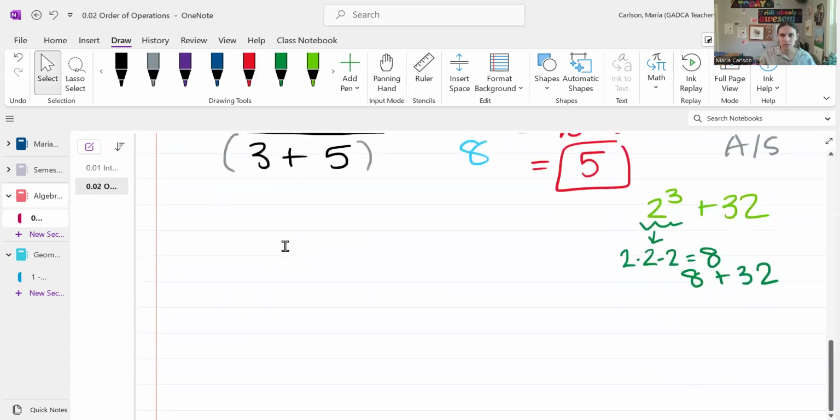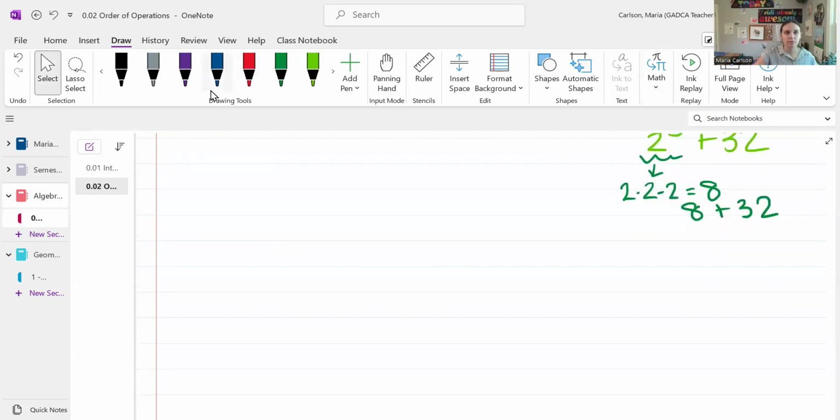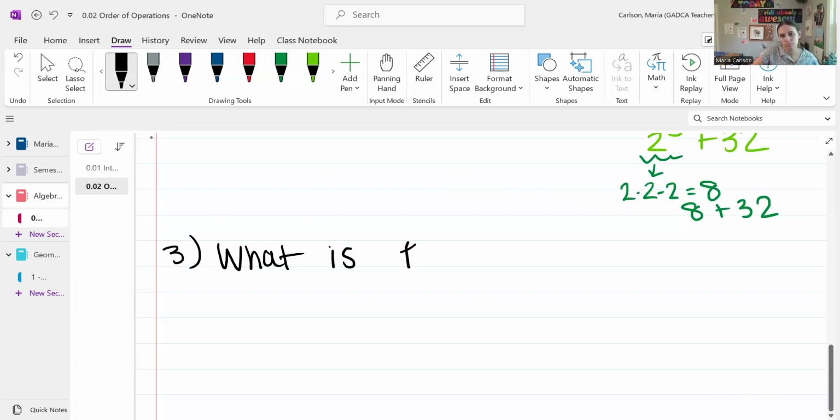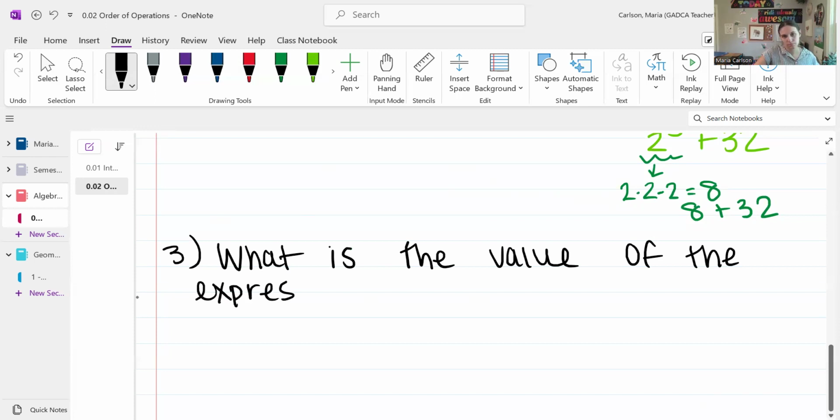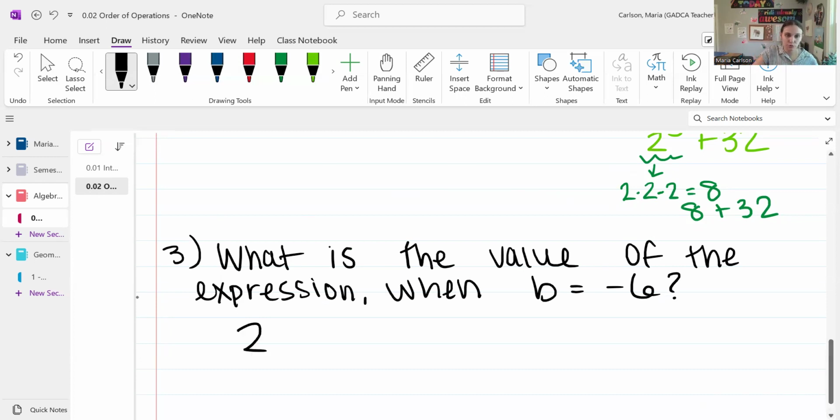All right. Let's look at a slightly different problem now. What is the value of the expression when b is equal to -6? And our expression is 2b plus 7.